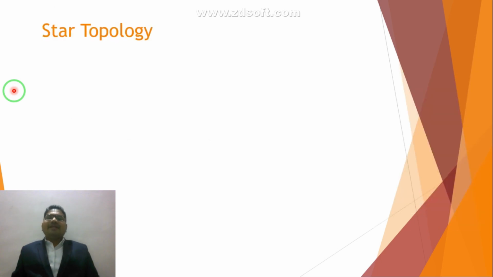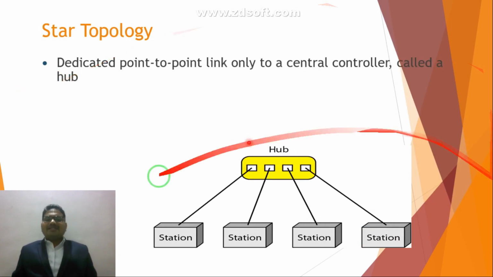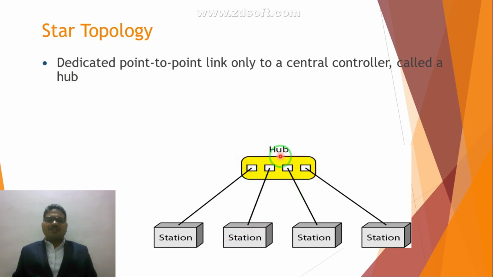So the next topology that we are going to see is star topology. You can see over here, it could be a hub or it could be a switch. So there is a dedicated point-to-point link only to a central controller, called a hub or switch. You can see the different stations are there. These stations are going to communicate with each other via this central controller.